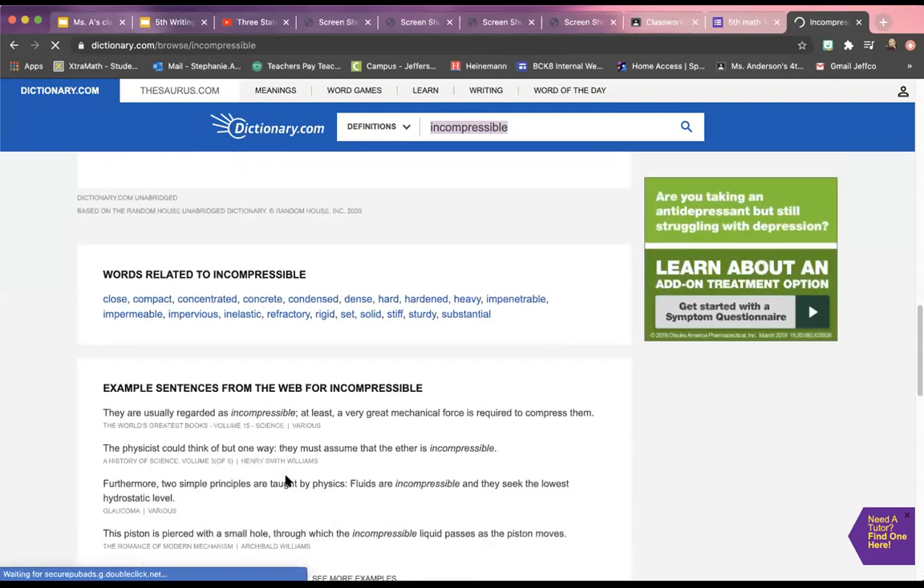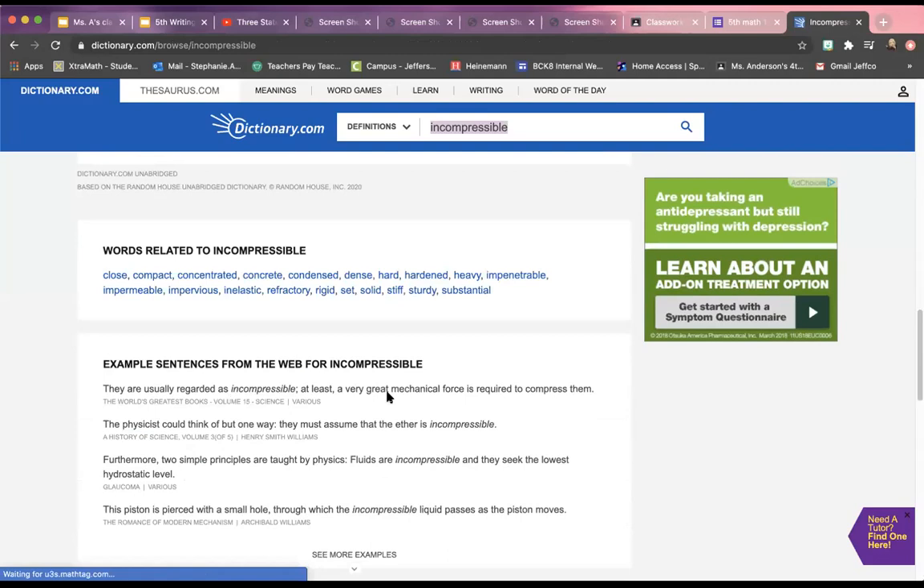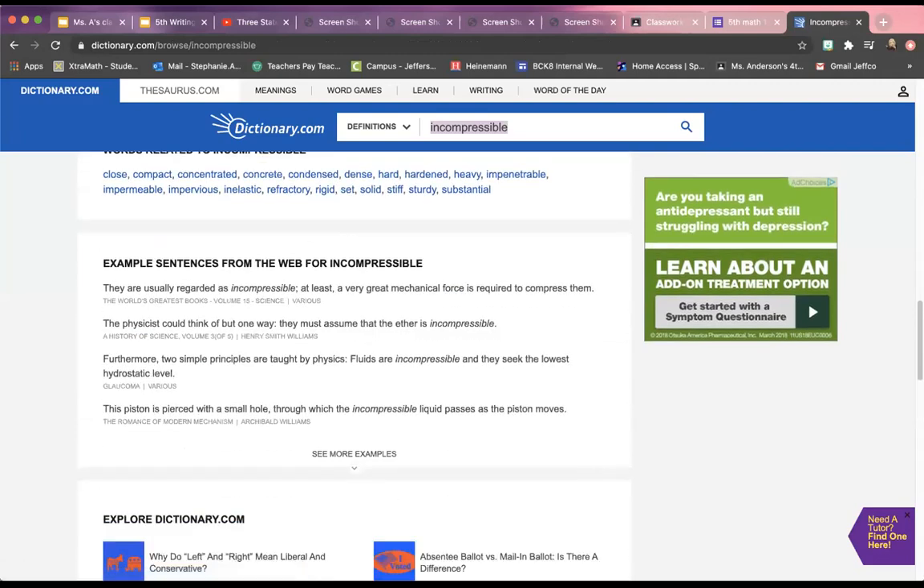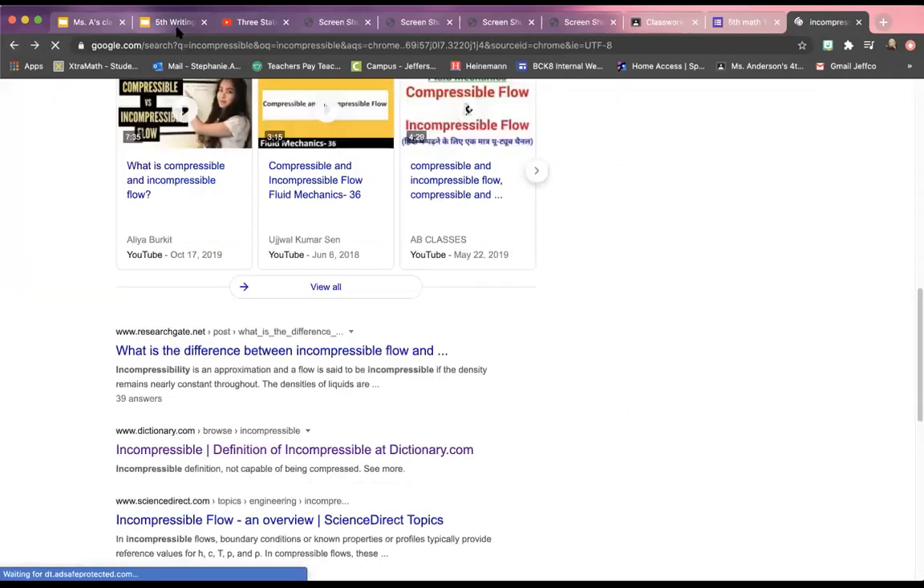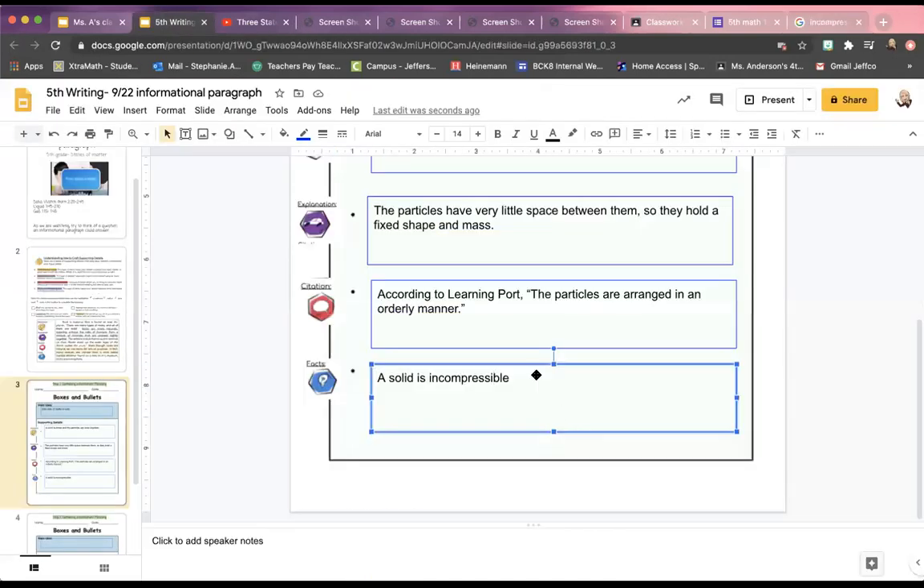Incompressible. Let's see, they're generally incompressible. Okay, you can't compress them, you can't smash them. Oh, so they're really stuck together. I can't smash them together. So the particles can't be smashed any further. So a solid is incompressible, which means the particles can't be pushed any closer together. That's it, they're stuck. I can't mash it down.